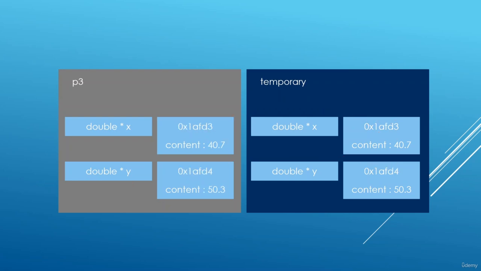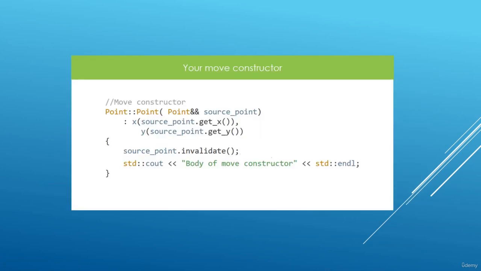Okay, so if we steal data, we're going to have a case like this. The pointers in P3 and the temporary are going to be the same, but to really completely steal the data, we're going to reset the pointers in the temporary, and we're going to set them to null pointer. So in the temporary, we're going to have a null pointer, and it's basically not going to be pointing anywhere. It's not going to have any content. The temporary object is not going to have any content in here, and the data will have moved to P3, and this is what we mean by stealing data. So this is all fine and good, but how do we do this in C++? Well, we use a move constructor.